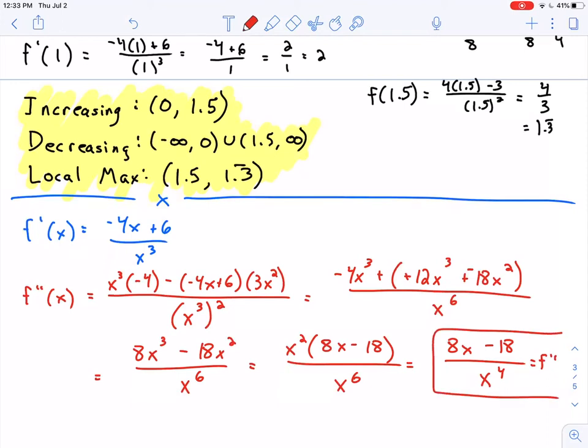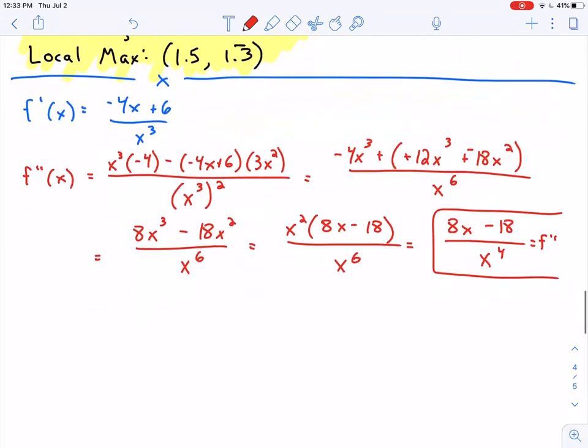Whew. All right. I would tell you we're done here, but that would be a lie, so we've got to keep going. We need to now find the partition numbers of our second derivative. So we want to find places where f double prime of x is equal to 0, and where f double prime of x does not exist.